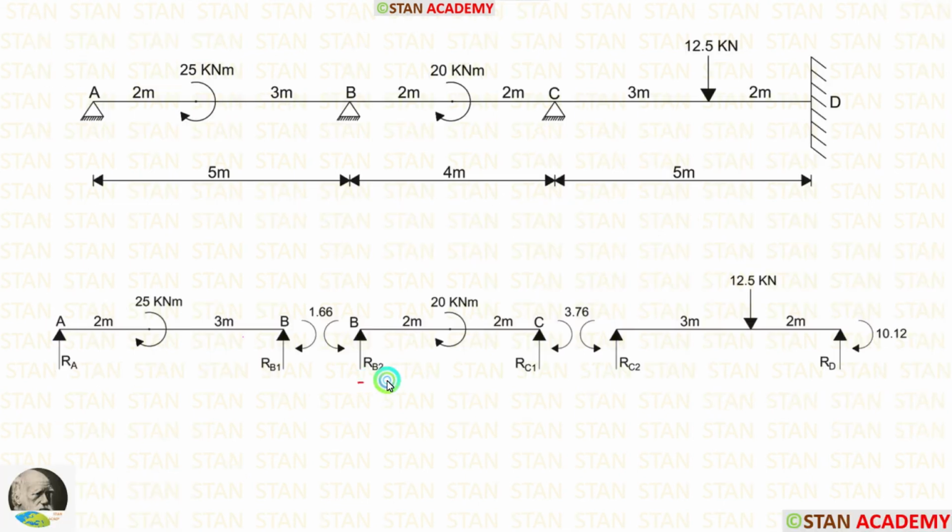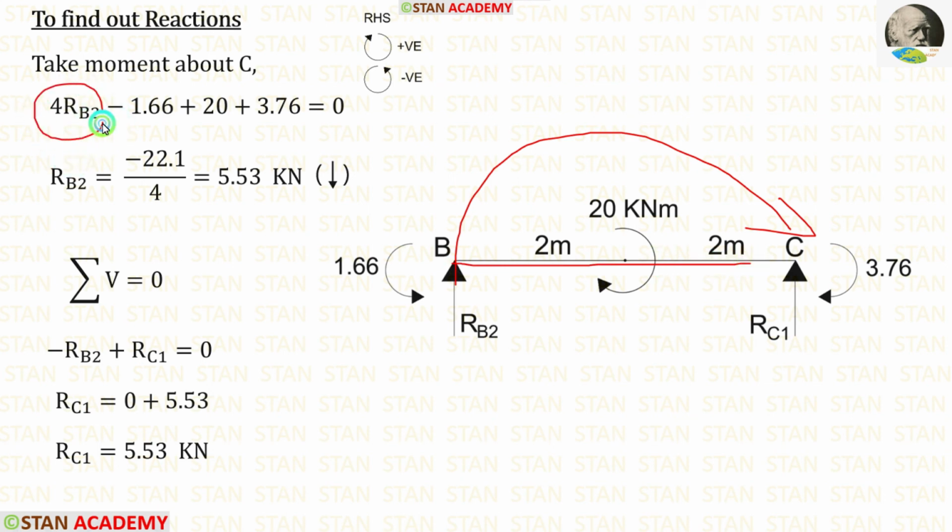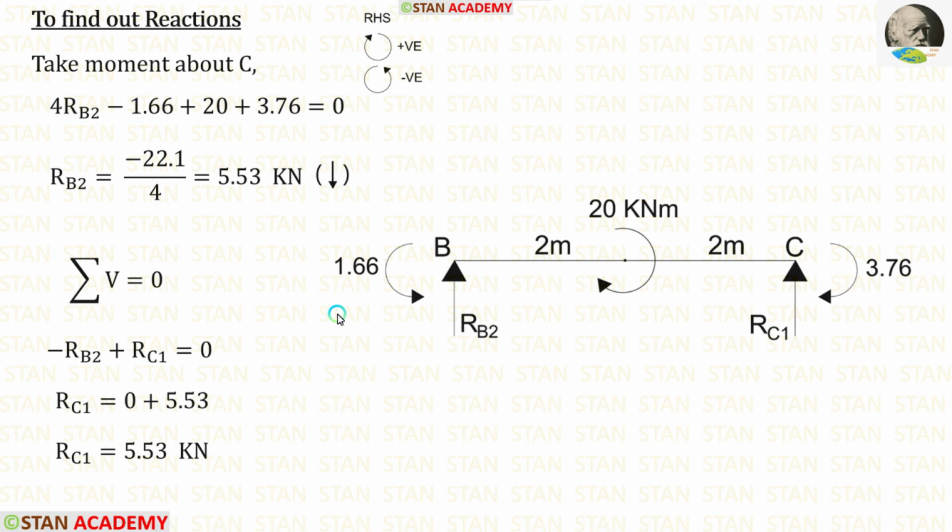Now, let us take the span BC and calculate the reactions. In the span BC, there are two moments, MB, which is acting in the anticlockwise direction, and MC, which is acting in the clockwise direction. In this span, first I am going to calculate RB2. For that, I am going to take moment about C. RB2 is acting towards the point C in the clockwise direction, so it will be positive, and the distance is 4 meter. So for RB2, then there are three moments.